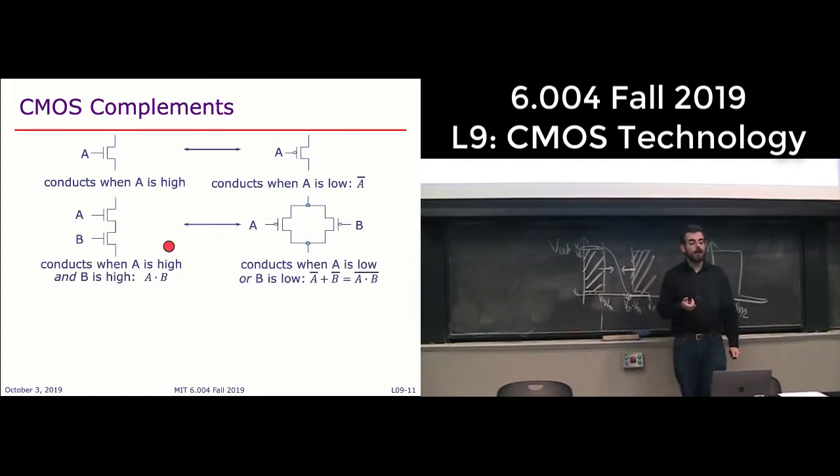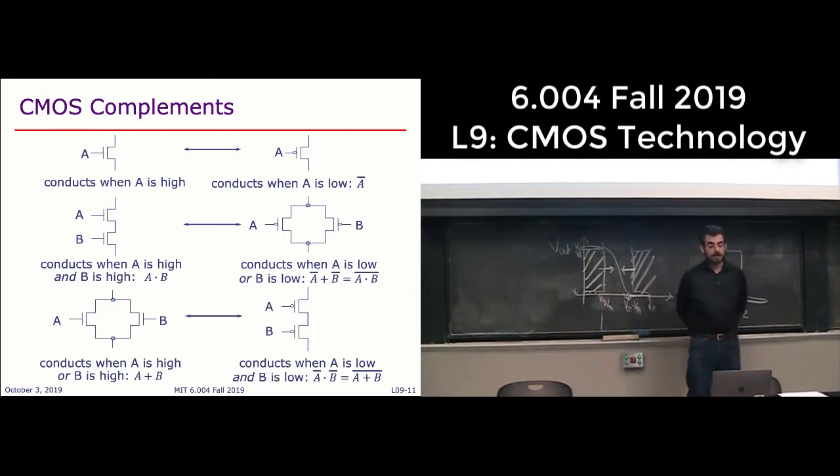When you have two NFETs in series, the complementary network is two PFETs in parallel. And we've seen this with an AND gate. Why? Because this conducts only when A is high and B is high, and this conducts only when A is low or B is low, and remember, by De Morgan's law, that is when not (A and B). So these two networks are complementary. And the reverse is also true, right? Two NFETs in parallel are complementary with two PFETs in series.